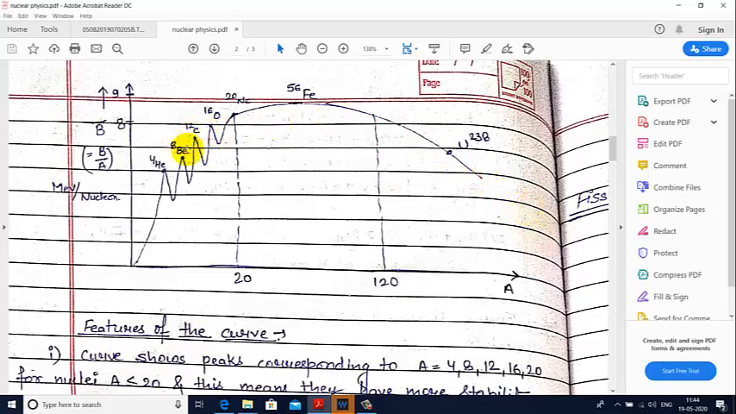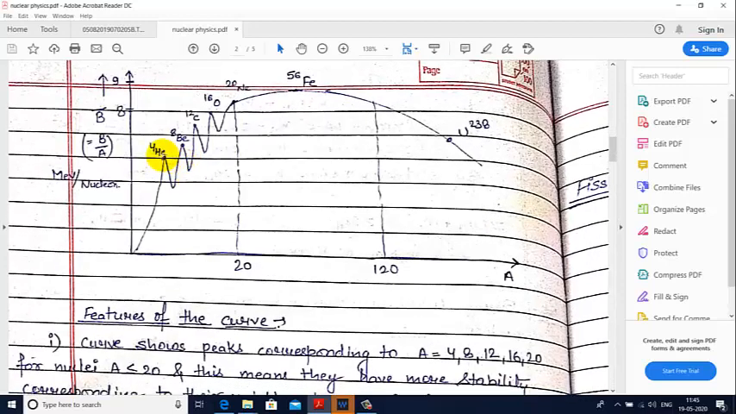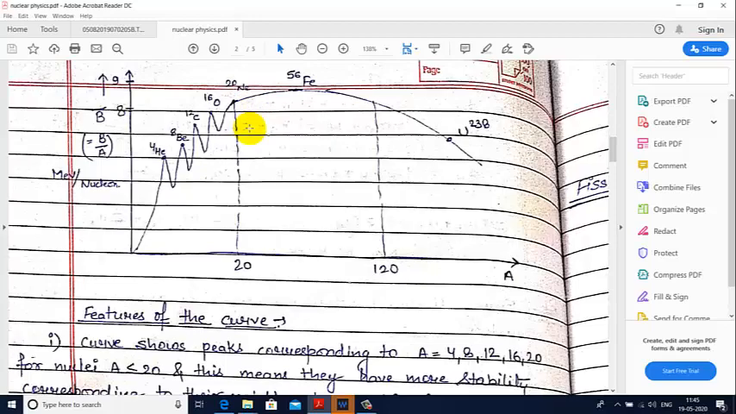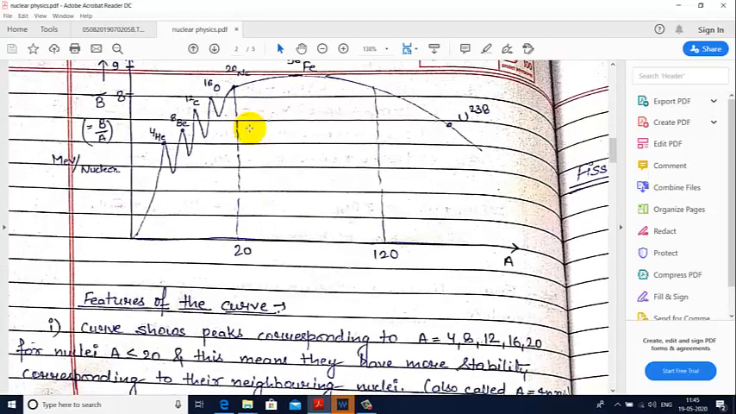In this curve, there are some spikes. It is a zigzag kind of curve and there are some spikes. I will explain why it is so. There are some key points of this curve.